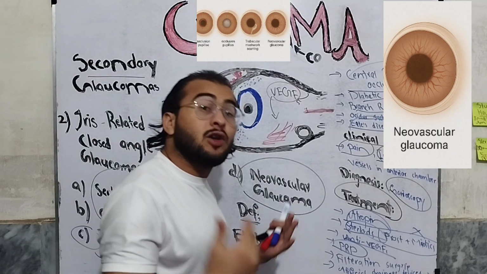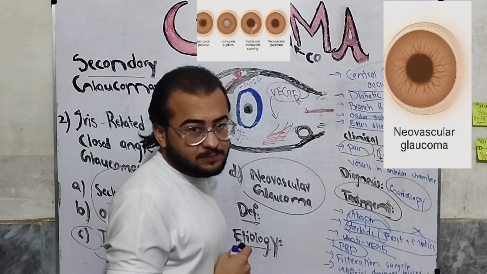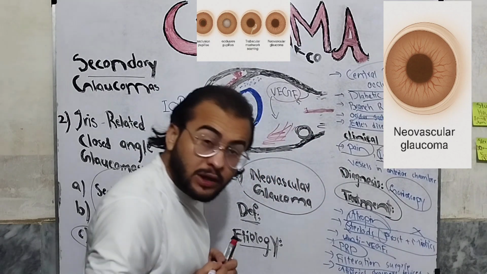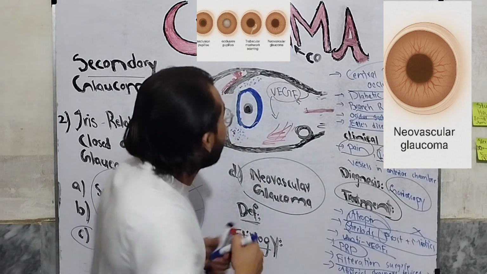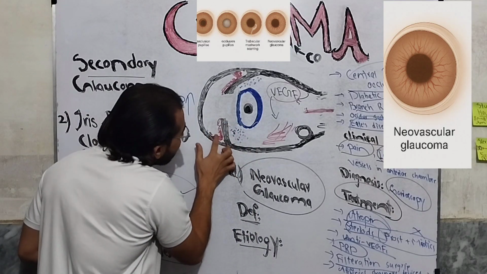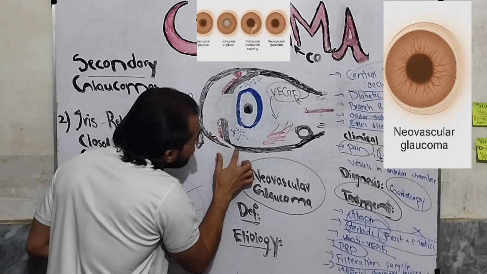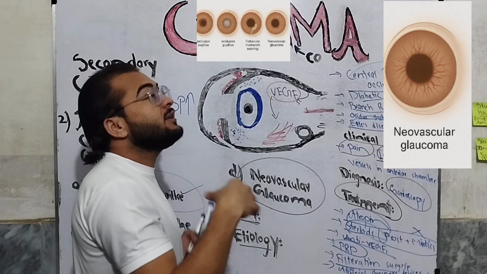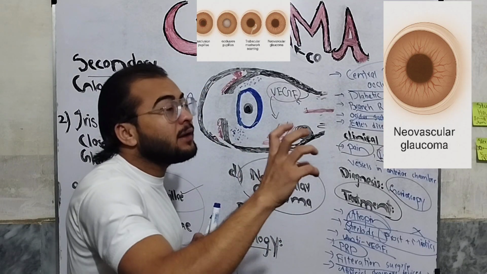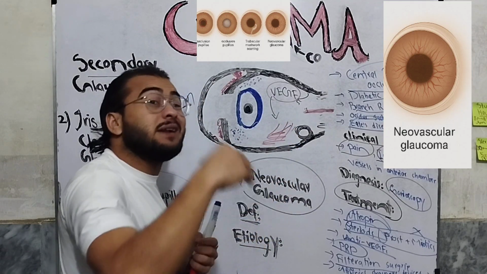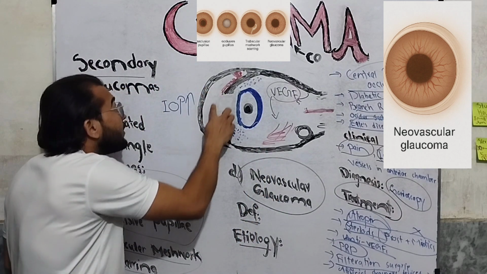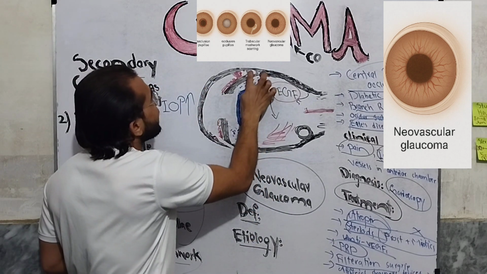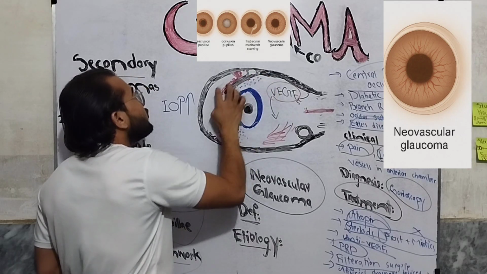Ultimately, in every case, we have to do surgery. For example, penetrating surgeries such as trabeculectomy and deep sclerotomy. In trabeculectomy, we are connecting the anterior chamber to the subconjunctival or subtenon space, and in deep sclerotomy, we are breaking the trabecular meshwork and directly connecting the anterior chamber to the Schlemm canal.